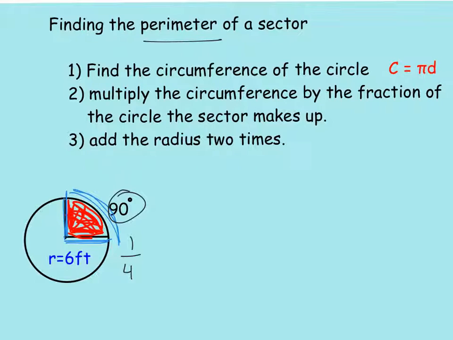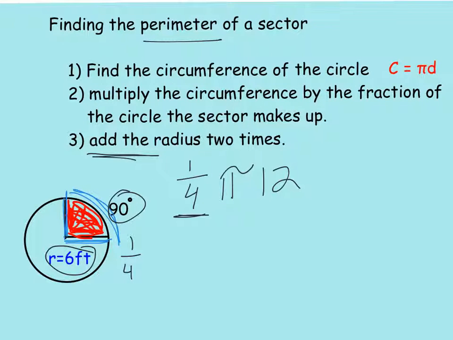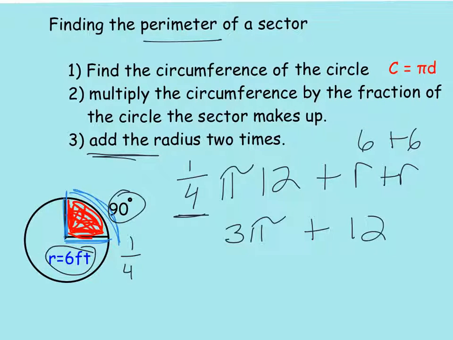So essentially what I'm doing is 1/4, this fraction, of pi times the diameter. In this case, the radius they tell us is 6, so I need to double that to get 12. And then at the end it says we need to add 2 radii, so we can go plus radius plus radius. And so 1/4 of 12, that's 3, so we're going to have 3 pi. The radius, I should have put in here 6 plus 6, that's 12. And our final answer is 3 pi plus 12.